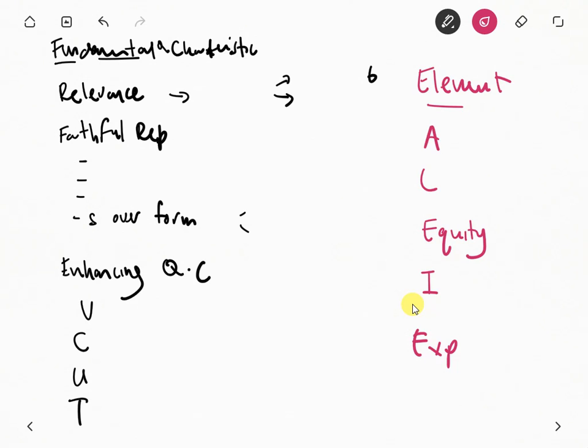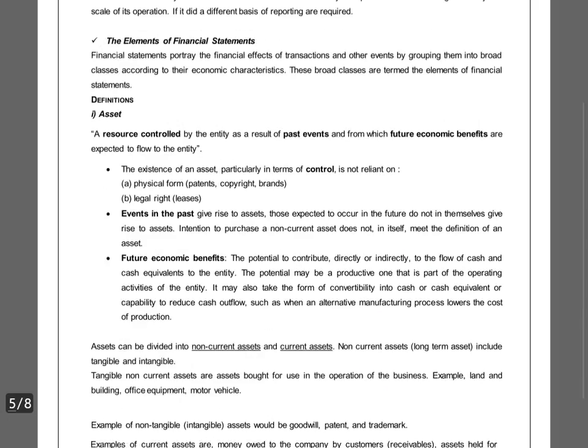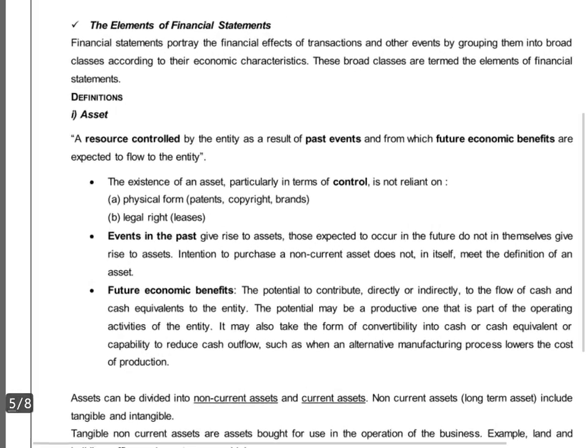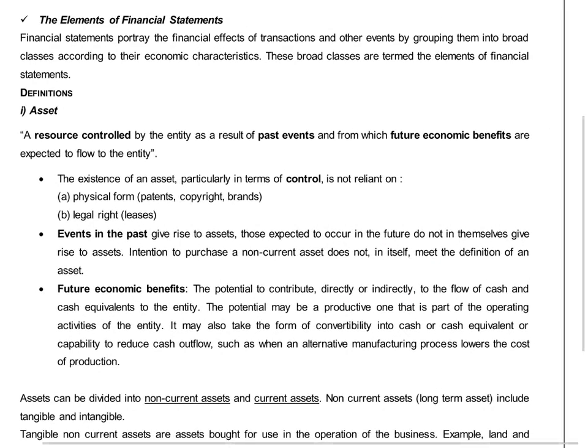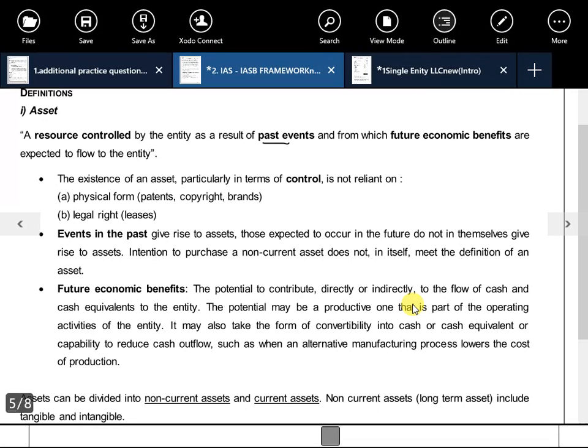So we're going to look at the definitions for all of these. The important ones will be these two, asset and liability. First one, asset. Definition of asset: a resource controlled by the entity, meaning the company, as a result of a past event, from which future economic benefits are expected to flow to the entity.